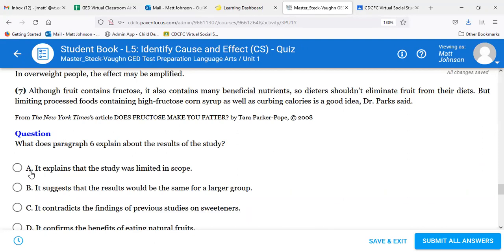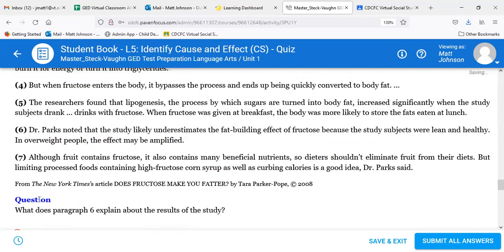Yeah. So if you look back at paragraph 6, right here, it says Dr. Parks noted that the study likely underestimates the fat-building effect of fructose because the study subjects were lean and healthy. So it was only one particular group that they were able to look at.